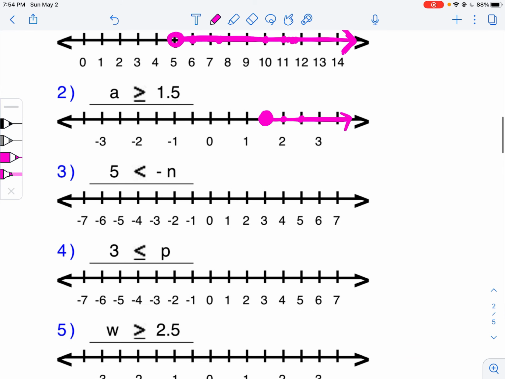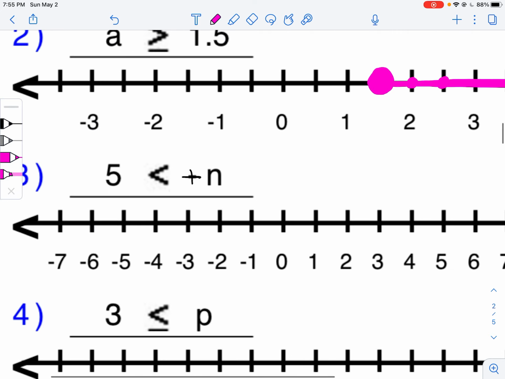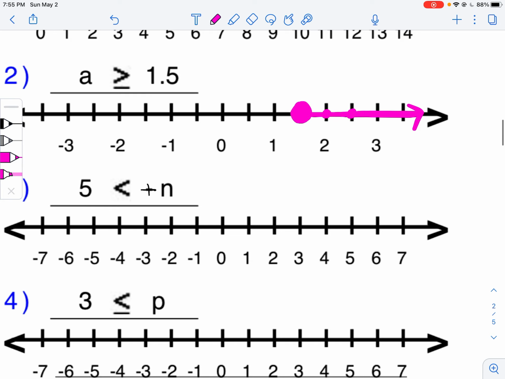Let's do one more. This time we have 5 is less than negative n. Ooh. You know what? I changed my mind. Let's not do the negative. Make this a positive. 5 is less than n. Okay, let's plug some numbers in. Is 5 less than 0? No, that's not true. Is 5 less than 5? That's not true. Is 5 less than 6? Yes. Is 5 less than 7? Yes. Well, 5 is less than 5.5, but 5 is not less than 5. So we're going to put an open circle there and then carry on with our lives like that.